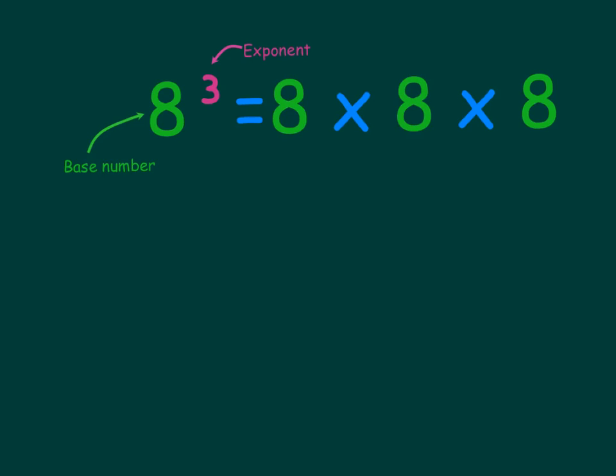Here's an example of an exponent. Our base is 8, and then our exponent is 3. So that's telling us to multiply the base times itself 3 times: 8 times 8 times 8. The 3 is our exponent, and our base is 8.